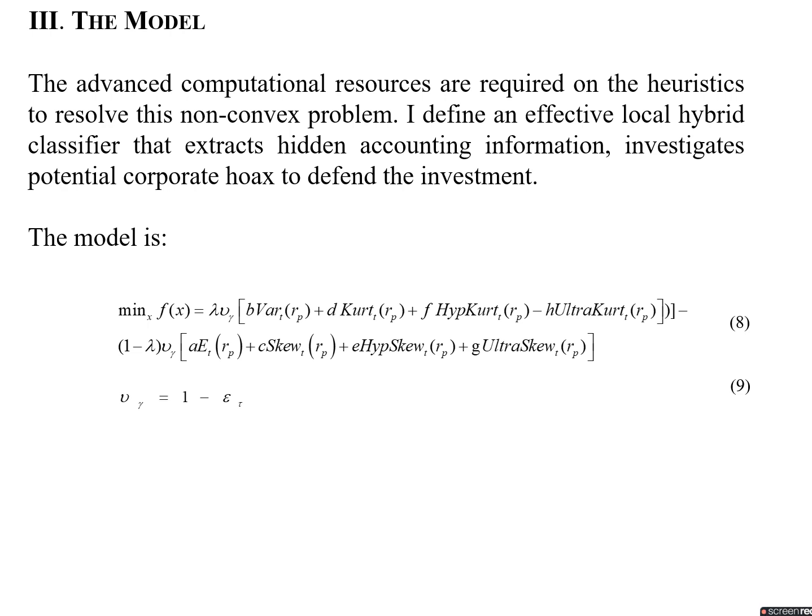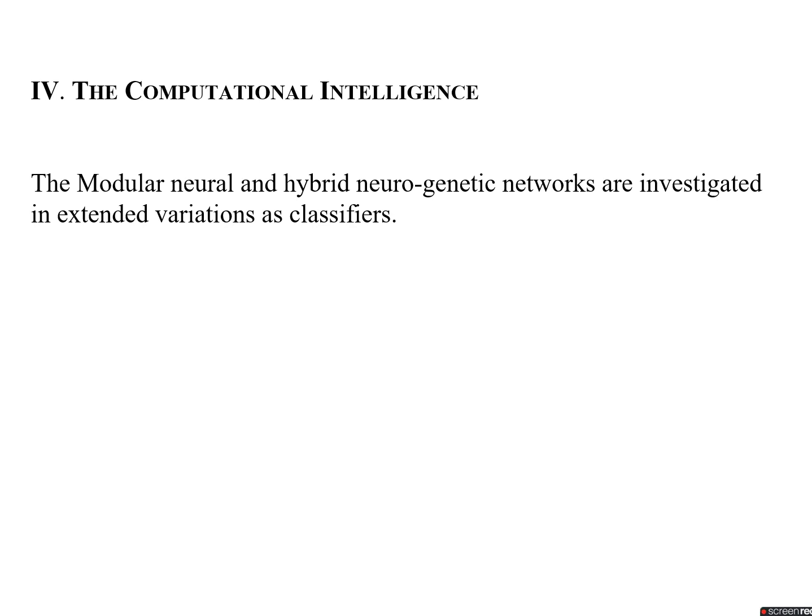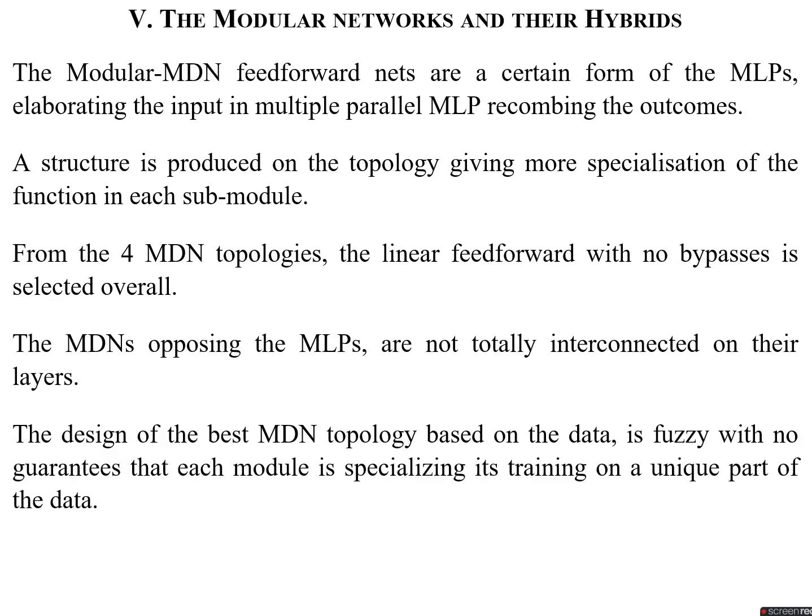On the first huge parenthesis is the risk in various form of higher moments like variance, kurtosis, and so on. And on the second is the return, expressed in mean, skewness, hyperskewness, and so on. The modular neural and hybrid neurogenetic networks are investigated in extended variations as classifiers.